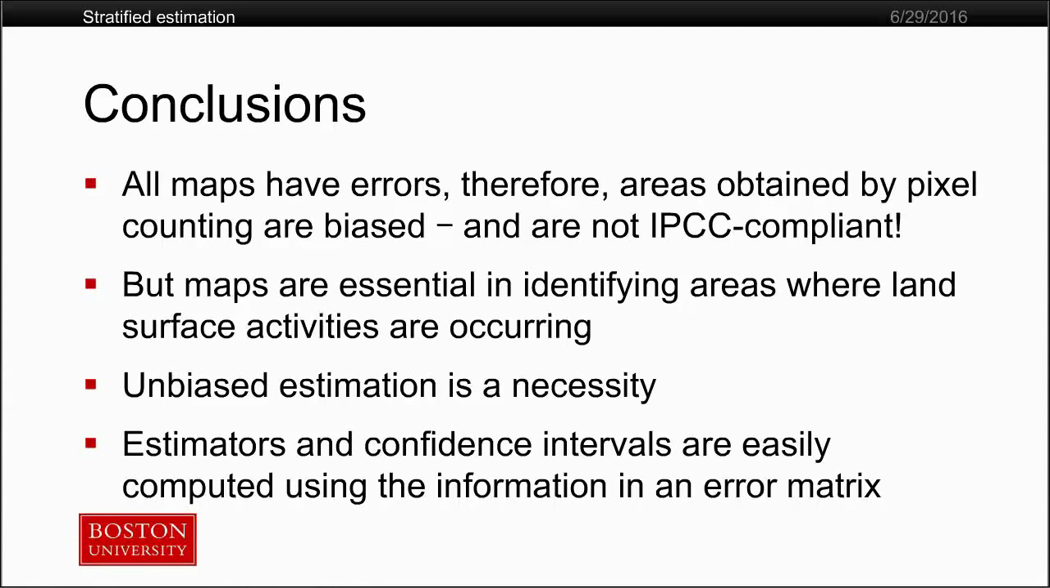So yes, the unbiased estimation is a necessity because the maps have errors. So the area you get from just counting pixels in the map will be biased because of classification error. The unbiased estimators remove that bias. That's why they're called unbiased. And the other point to be made here is that this is fairly easy to do.